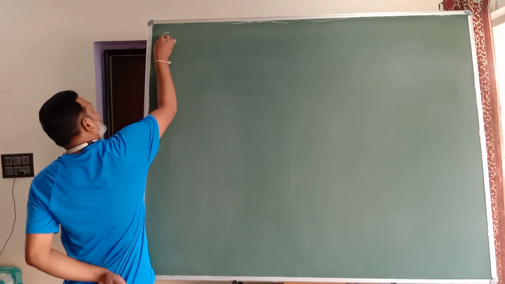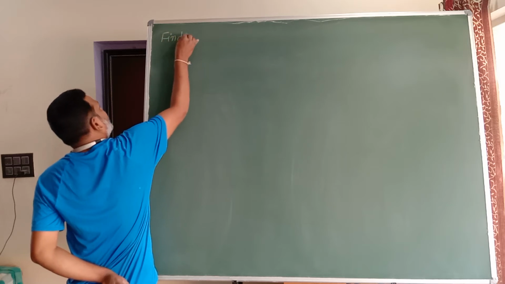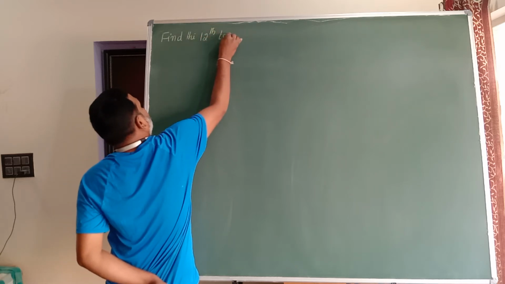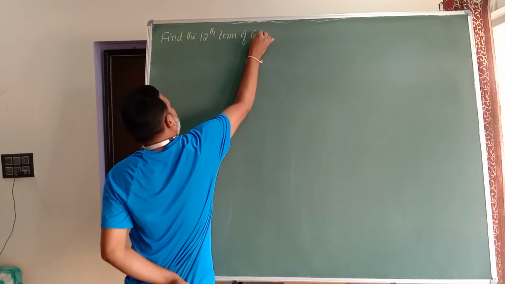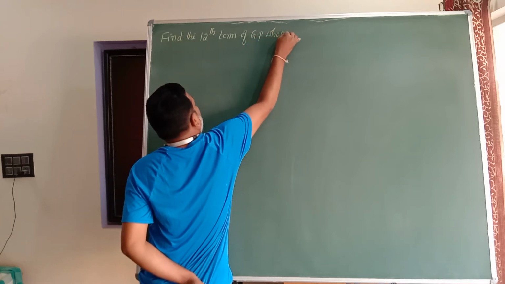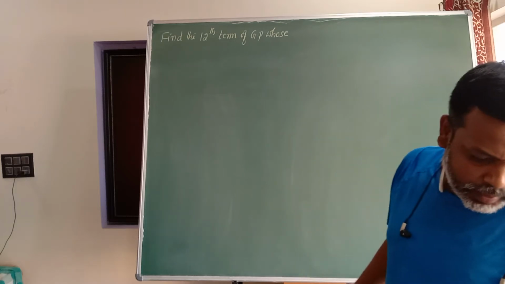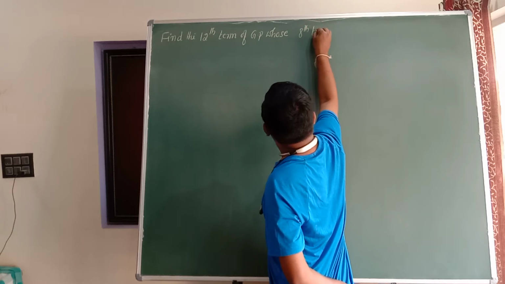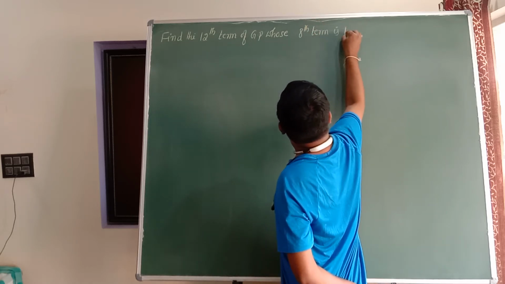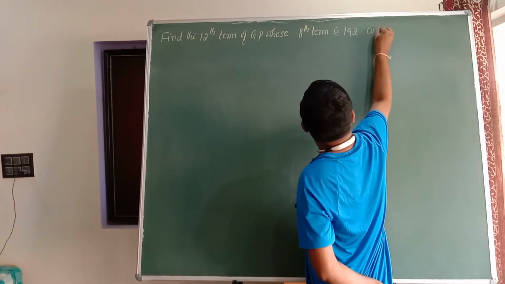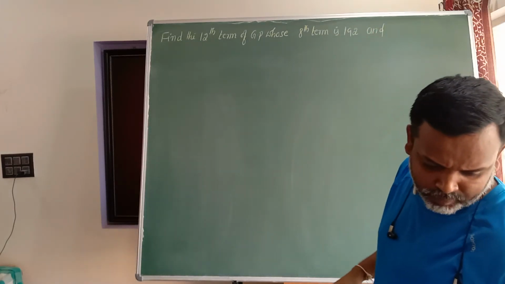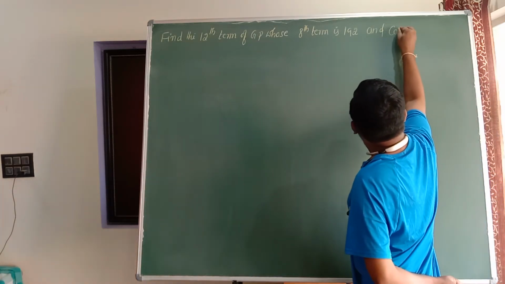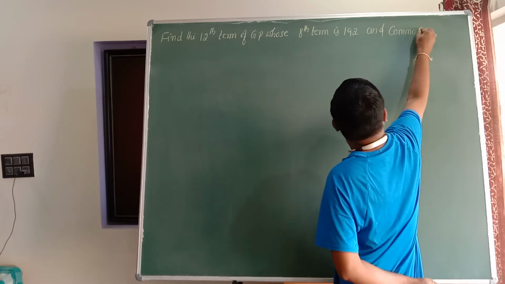Find the 12th term. Look at the question. Find the 12th term of GP whose 8th term is 192 and common ratio is 2.